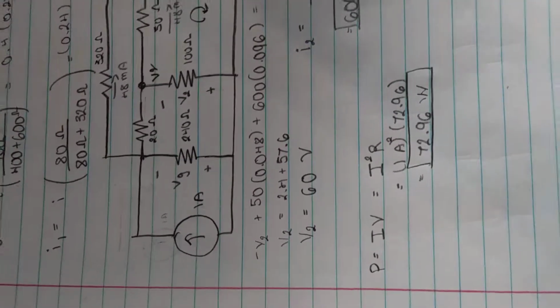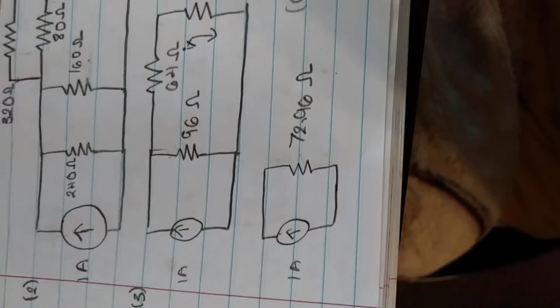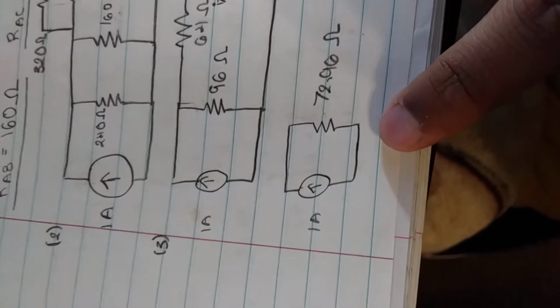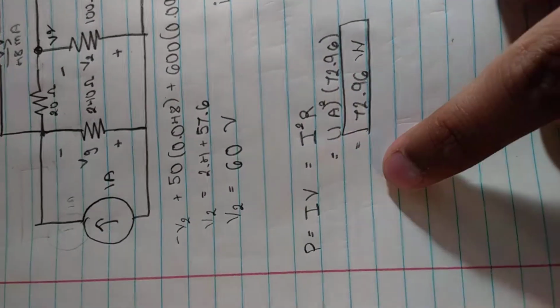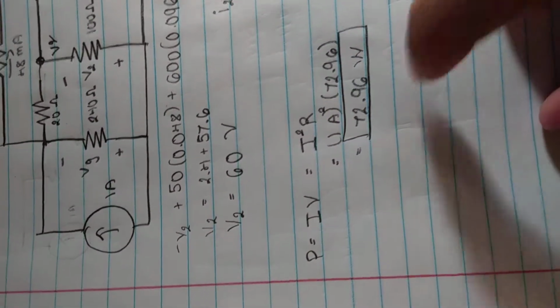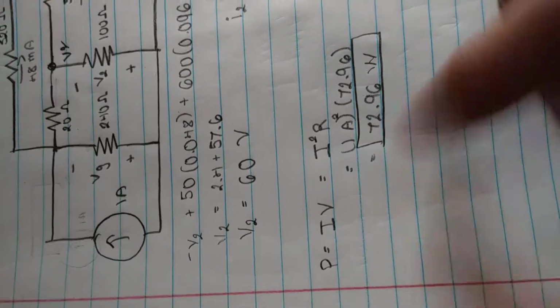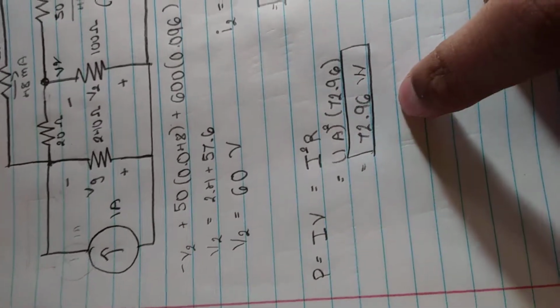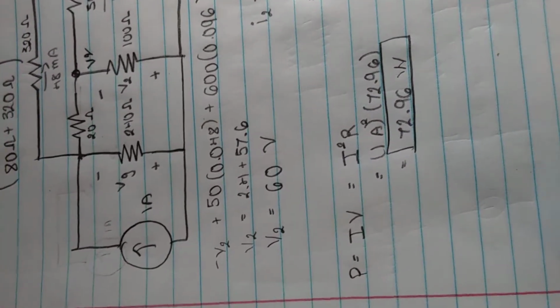To get the power is just IV. If you look over here, when we found the Thevenin resistance and the current, you could transform this, but you could always just use I squared R to get power as well. So we know I is 1 and we know R is 72.96. 1 squared is 1. Multiply them together and you get 72.96 watts as your power.